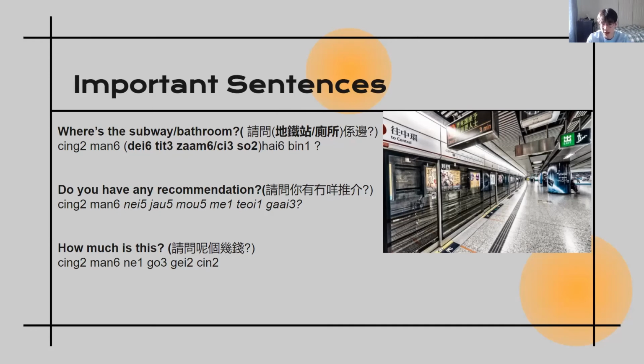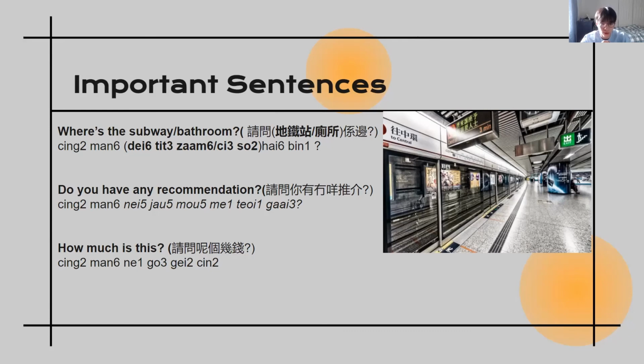So if you want to ask for a recommendation, the way you can say this is, once again, 請問, may I ask, 你 is you, 有冇 is have, 咩 is any, and then 推介 is recommendation. So if you combine them together, it will be 請問你有冇咩推介? Do you have any recommendations? So, let's say once again, 請問你有冇咩推介?